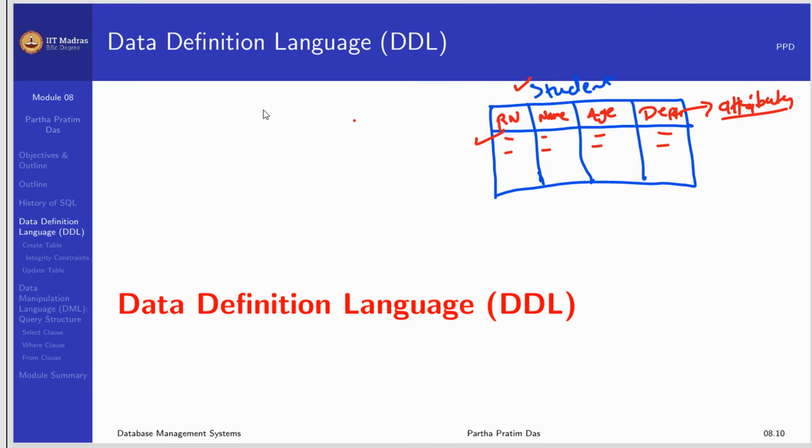So you can say these are rows, or we can say tuples. These are the attributes, or we can say column names. And here student is a relation, or we can say one table name, in the case of a database. So this is how we store data in tabular format in a relational database.